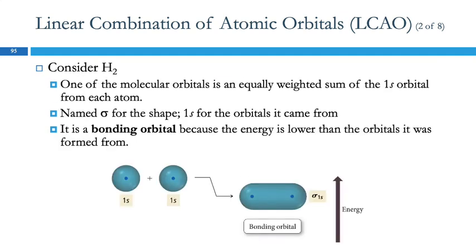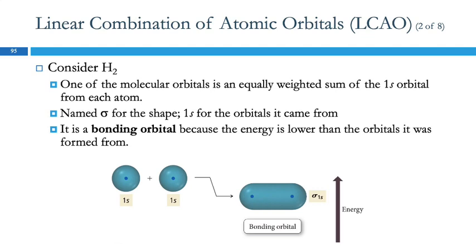So consider H2, the simplest possible molecule. Hydrogen has one electron in the 1s orbital, and here's our other hydrogen, one electron in the 1s orbital. If we add these together, we get a shape something like this that is lower in energy than the original atomic orbitals. This is called a sigma orbital because of this shape.